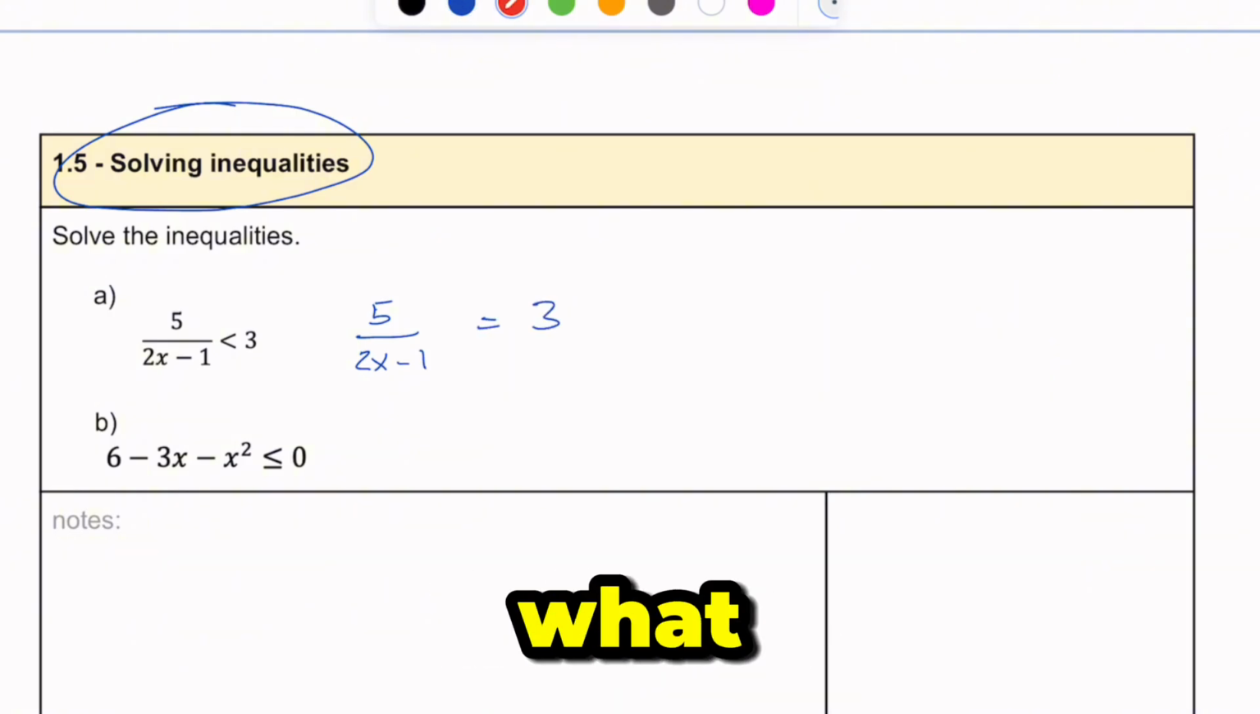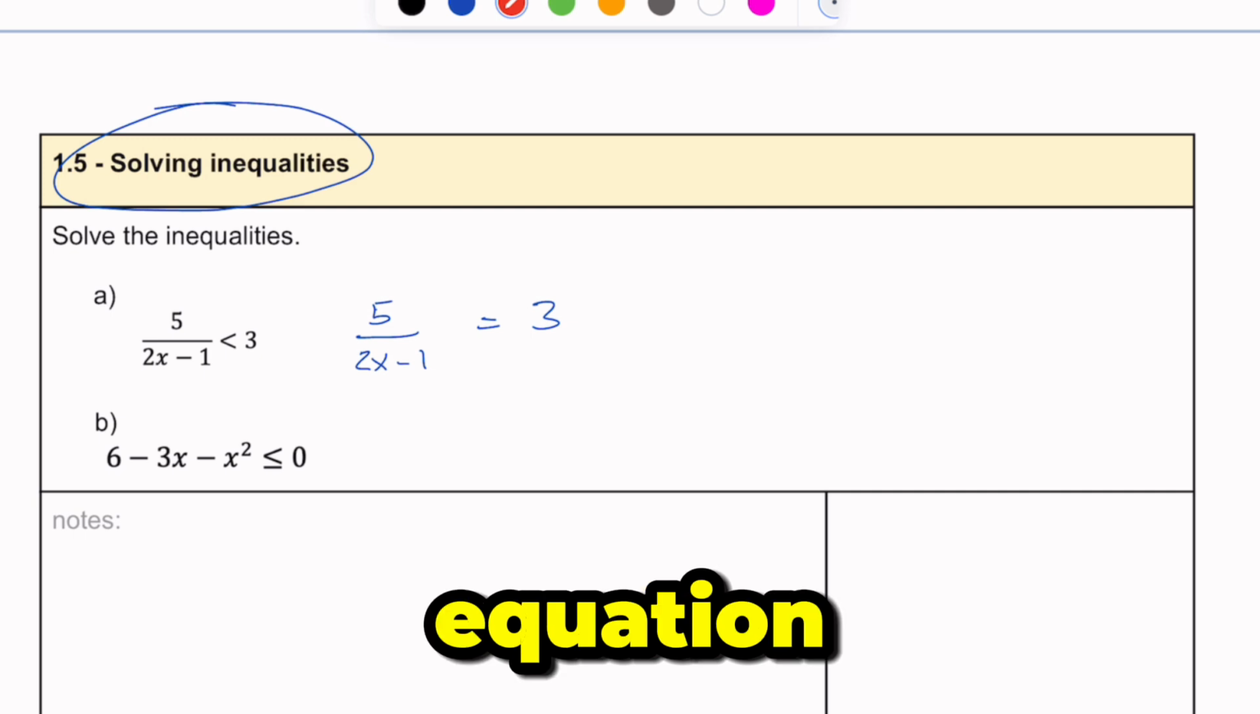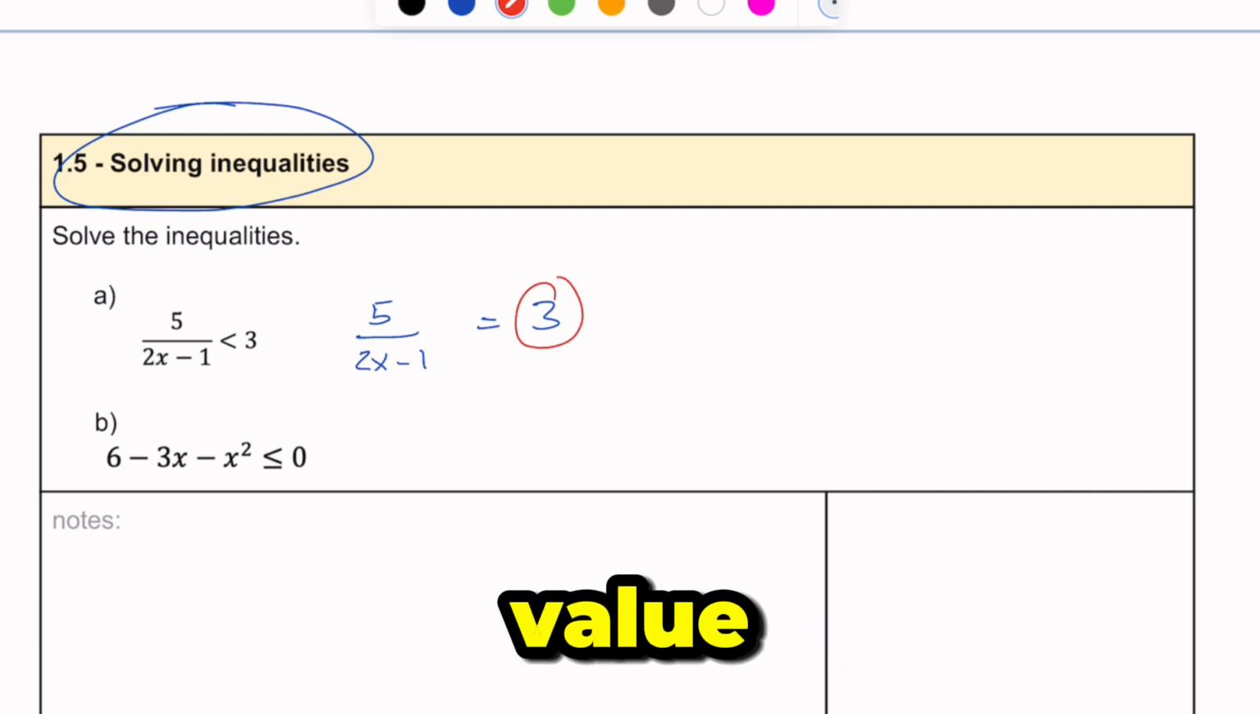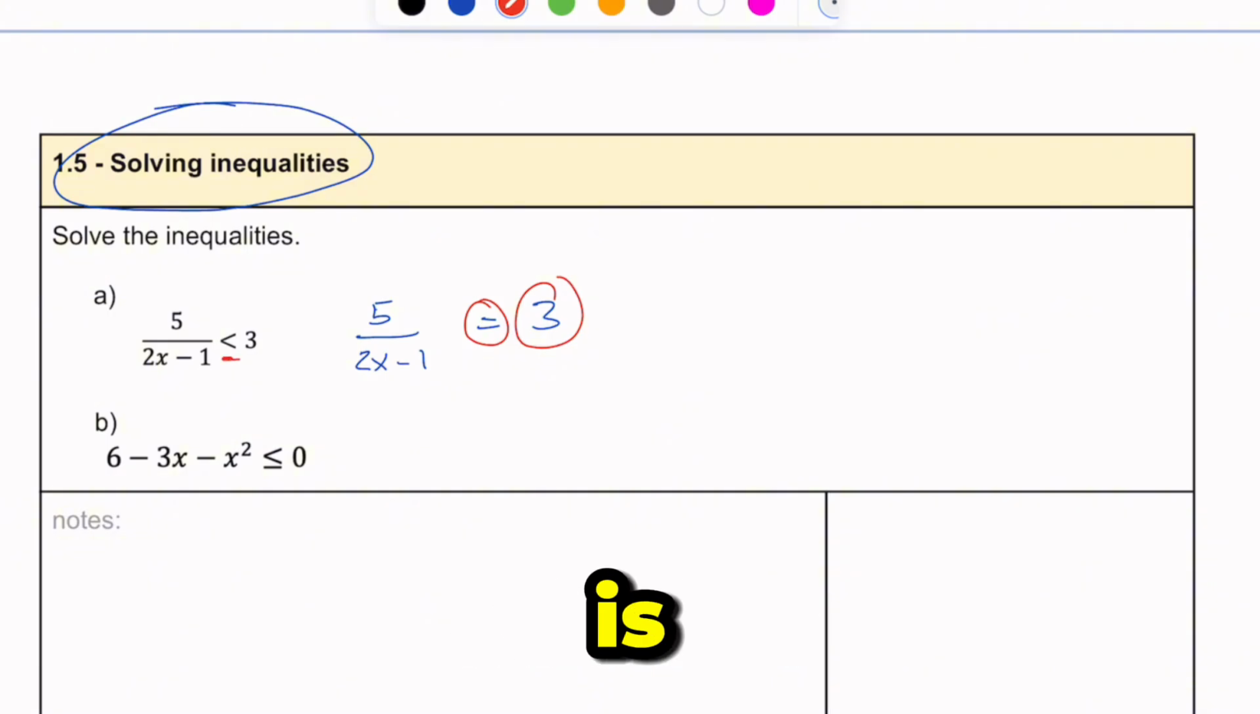So in this instance what we'll do is we'll be graphing one equation and equaling it to a value, and then we know that it cannot equal that value because the inequality says when is it less than that value. So let's do this one first. So I'm going to graph the following.